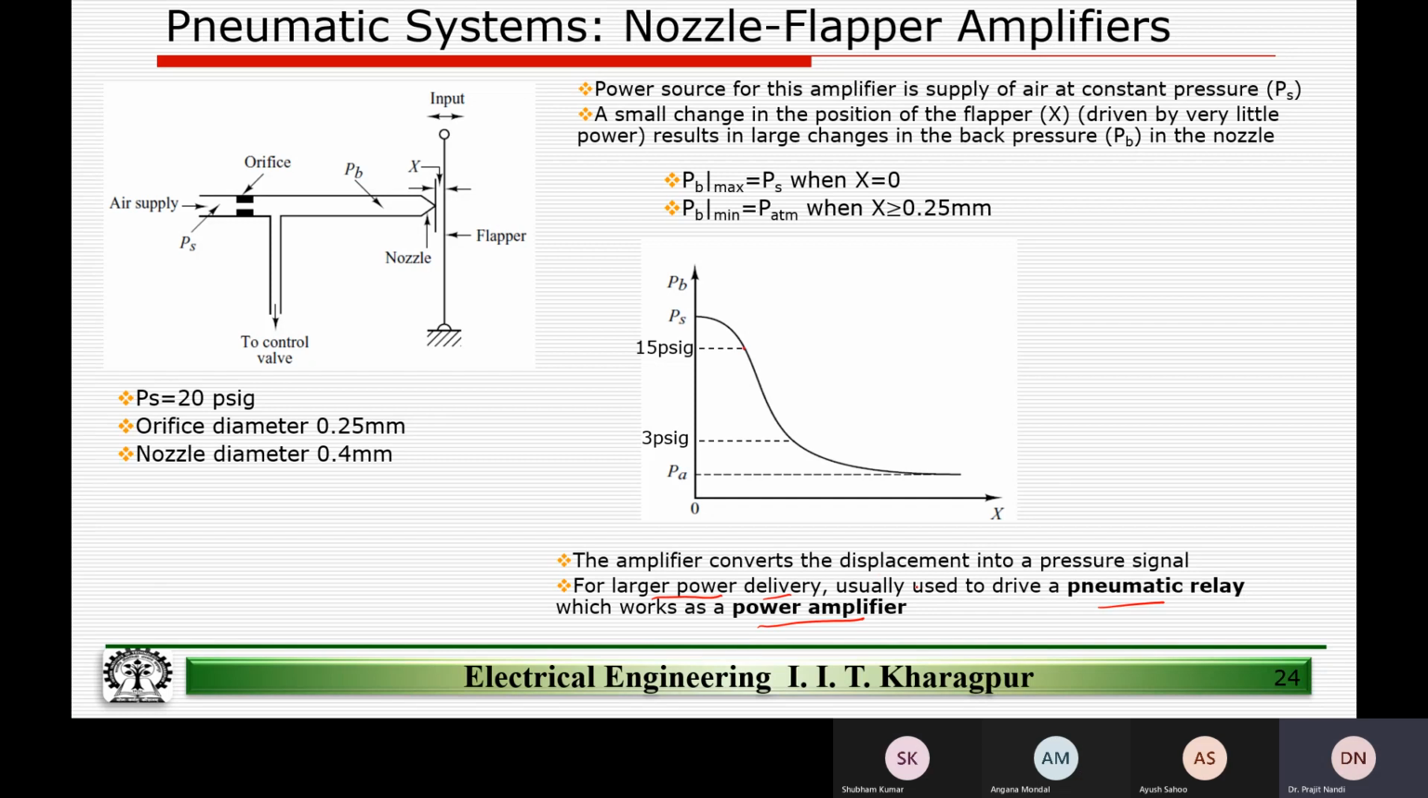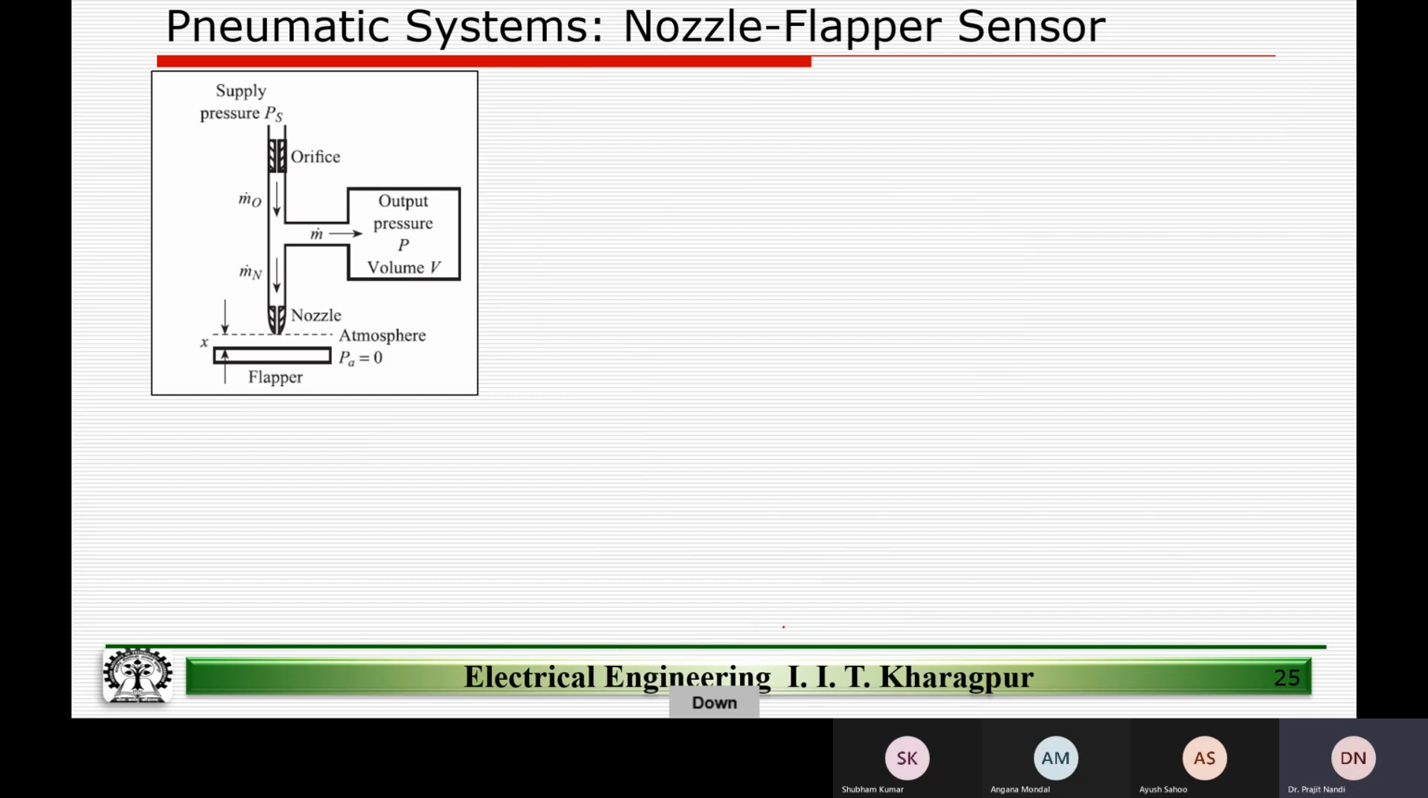We'll talk about this in the next slide, and how it can be used to drive a pneumatic relay, which drives a power amplifier. So this is like a small signal amplifier, wherein a small displacement X can create a pressure signal, which will be controlling the control valve, and the pressure signal is PB. This is the output signal, right? And this signal can be used as an input to a larger pneumatic relay, which will work as a power amplifier. So let's look at that.